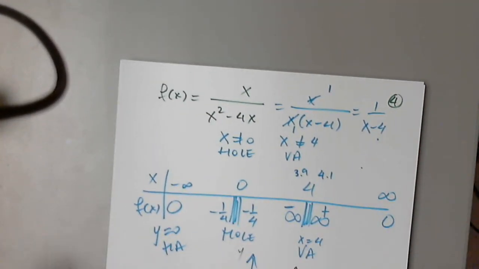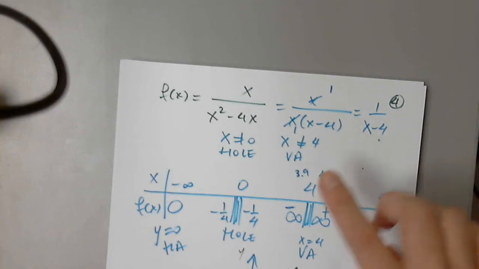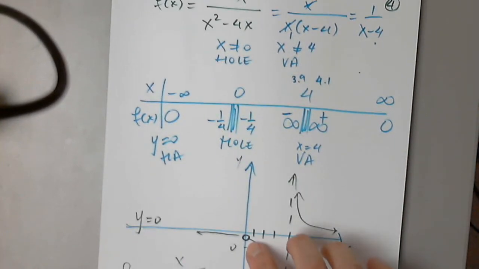I just fill up my chart with what I needed and what exists, because if it exists and I didn't put it in, that's a problem. But it doesn't exist. So when x is 0, y is negative 1/4. So it's this hole in the graph.